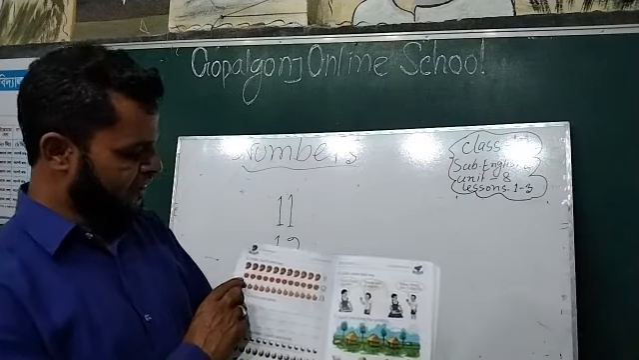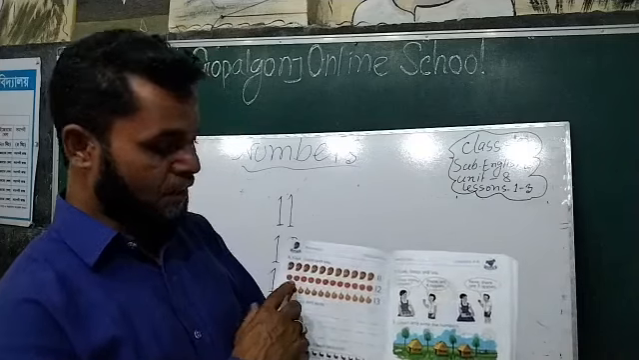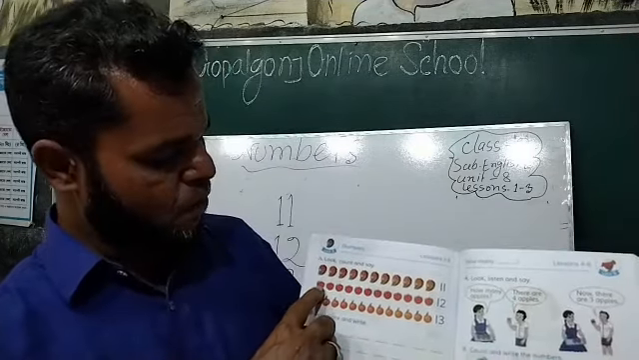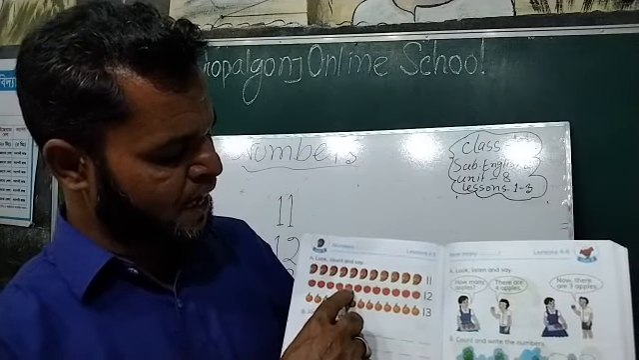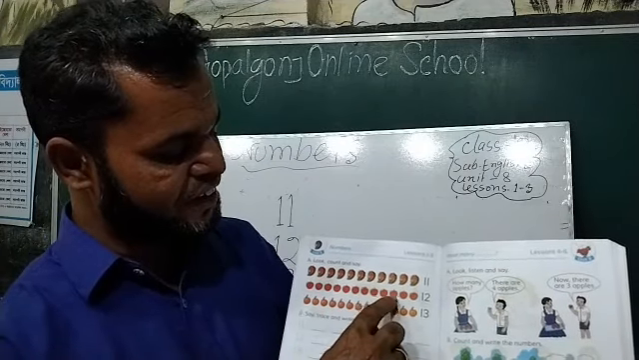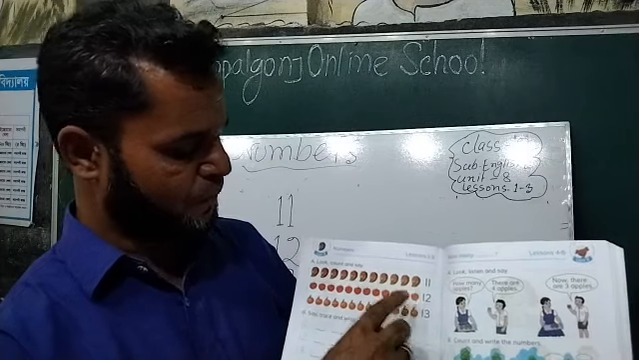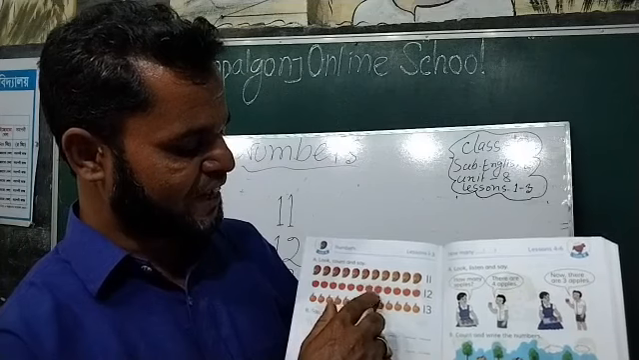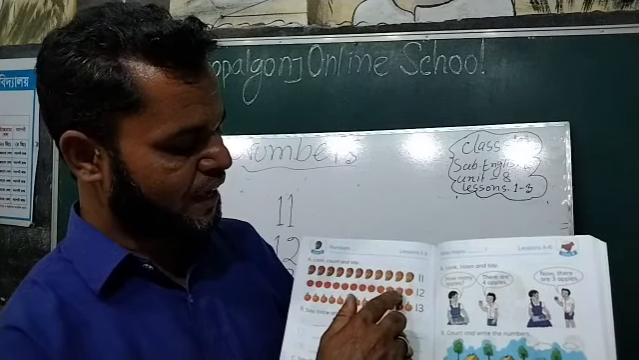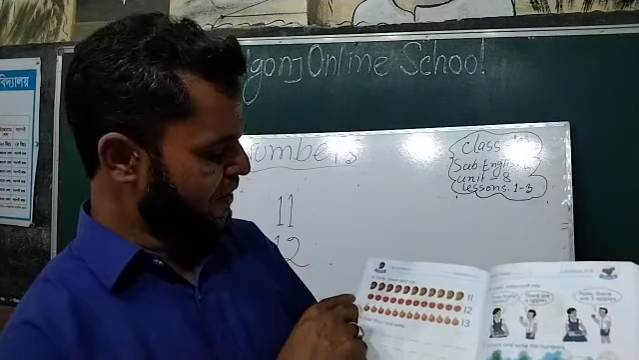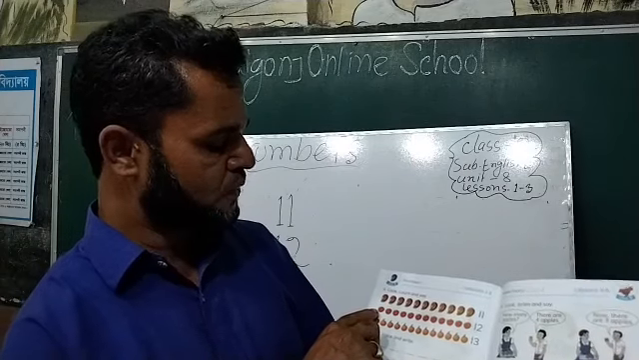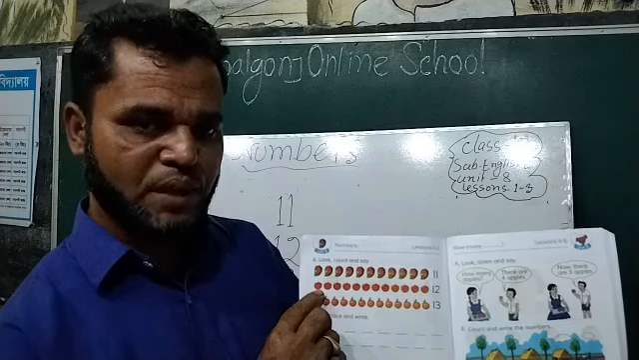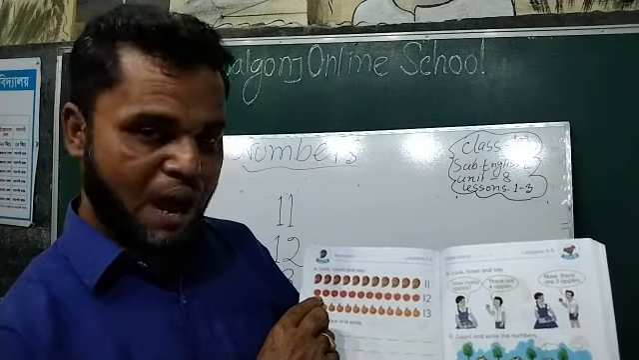So, dear students, next picture. Let's count the next picture with me. 1, 2, 3, 4, 5, 6, 7, 8, 9, 10, 11, 12. How many apples? Yes, 12 apples.